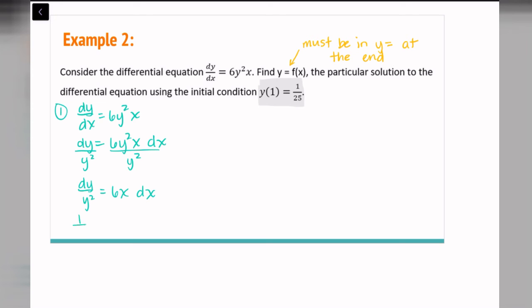Just for the sake of clarifying a little bit, I'm going to pull that dy out to the side, just so that it looks a little bit prettier for you guys. Okay, so we got it all separated. Second step, we have to integrate. So the integral of 1 over y squared dy, and then the integral of 6x dx. So we know this one's actually pretty easy, the 6x. So let's work over here. I know that this is actually the integral of y to the negative 2.